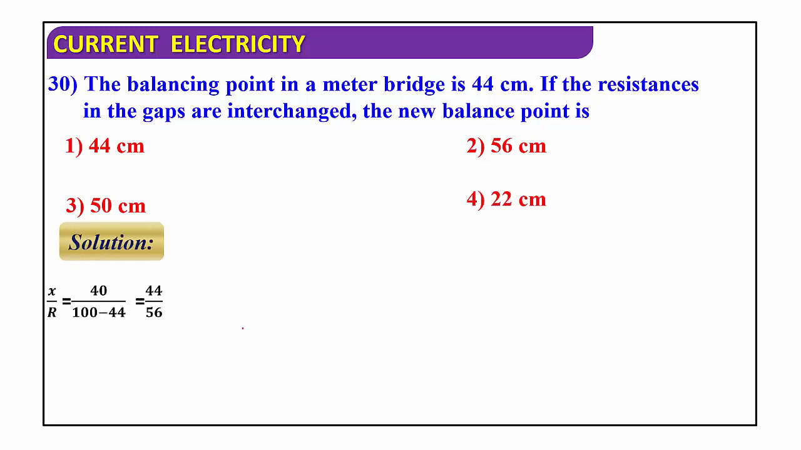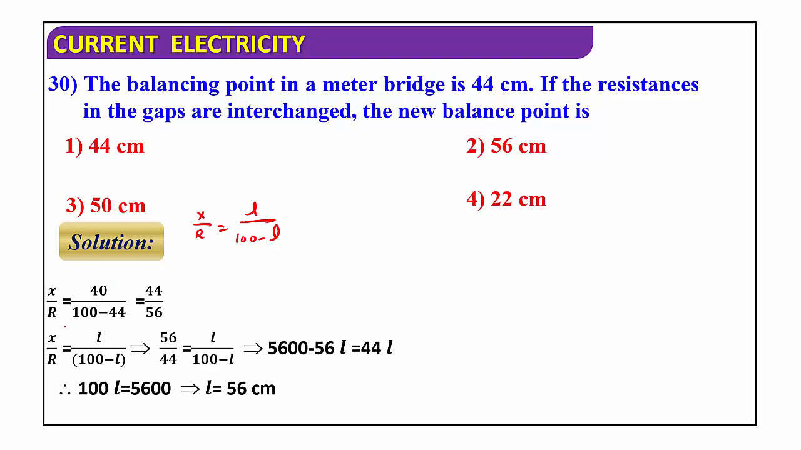Same formula here again. Unknown resistance divided by known resistance equal to L divided by 100 minus L. The formula is X by R equal to L divided by 100 minus L. Substitute all the values. The X value we don't know, keep it as it is. X by R equal to the balancing length L divided by 100 minus L. So we got 44 divided by 56.